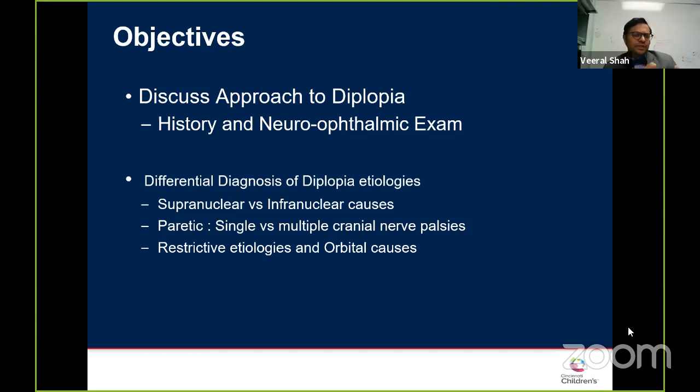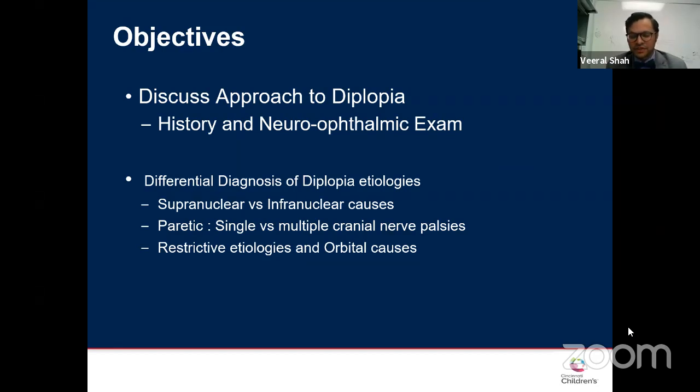Then we're going to talk about the differential diagnosis for diplopia and etiologies. So we're going to break that up into supranuclear and infranuclear etiologies. We're going to talk about single versus multiple cranial nerve palsies and restrictive and orbital causes. And I'll see if we can get through all of it today. If not, I think we may have to do a second half of the talk.